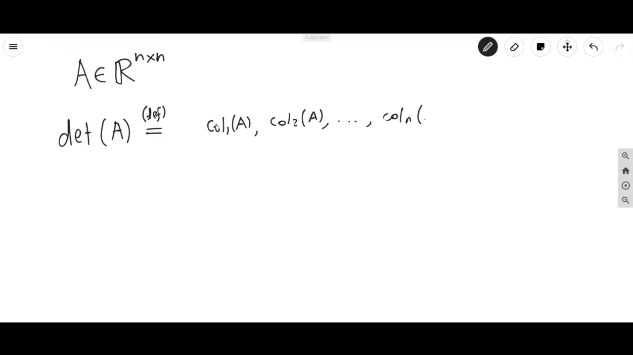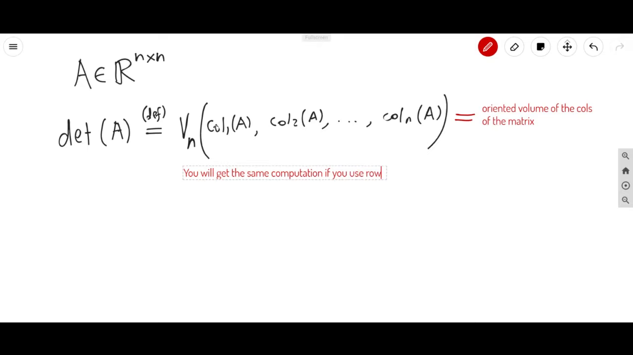These are your vectors, the vectors that come from the columns, and then you calculate the oriented volume of that. So the determinant is the oriented volume of the columns of the matrix. You can also do it with rows. Let me make this comment: you will get the same computation if you use rows instead.